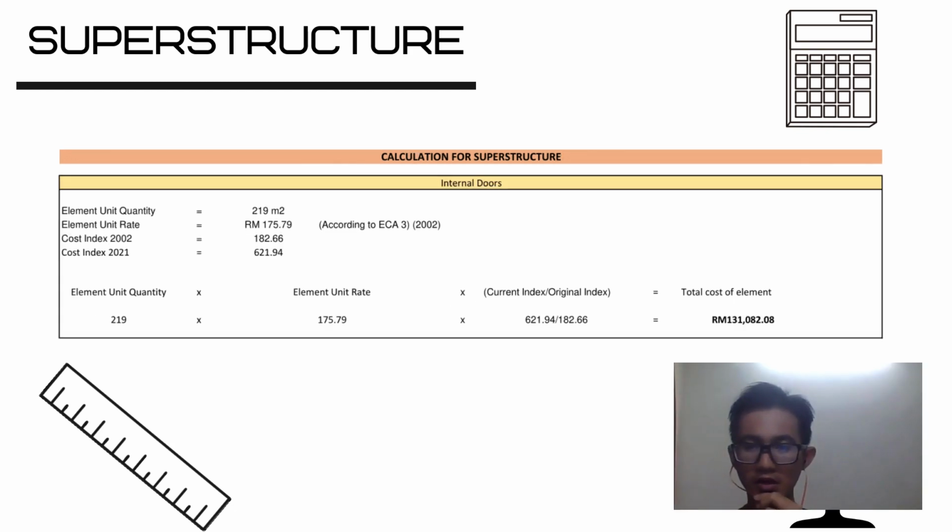For internal doors, the element unit quantity is 219 multiplied with the unit rate 175.79 and adjusted with the current index per original index to get the value of RM 131,082.8 cents for the total cost.